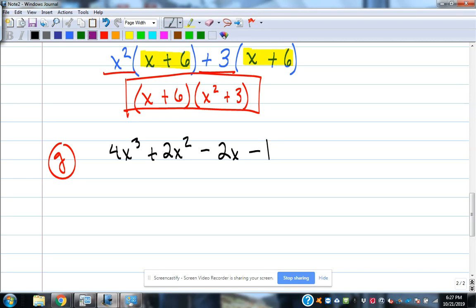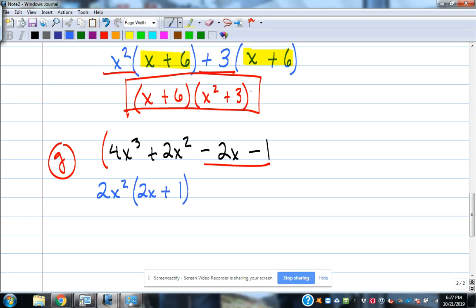So I'm going to group the first half together, second half together. First half, what do 4x cubed and 2x squared have in common? 2x squared. What's left in their parentheses? What times 2x squared gets me 4x cubed? A 2x. What times 2x squared gets me 2x squared? 1. So it's a plus 1 right there.